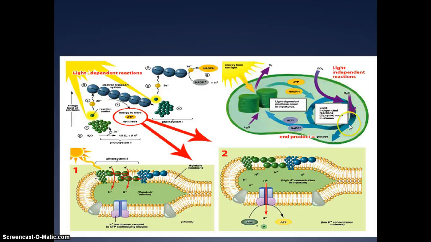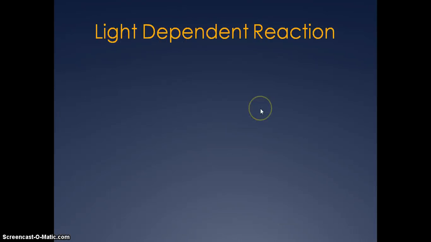In the light independent reaction, which is also called the Calvin cycle, we actually have carbon dioxide taken into the chloroplast, and it's being used to produce glucose, the end product. During that process, obviously ATP is being used up, and NADP plus is being carried on to the thylakoid again to start a new light dependent phase.